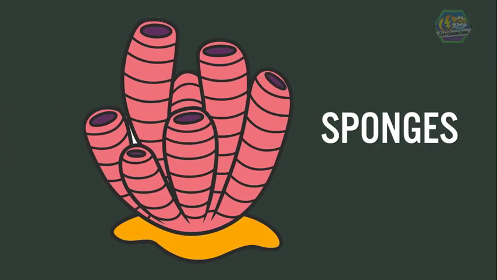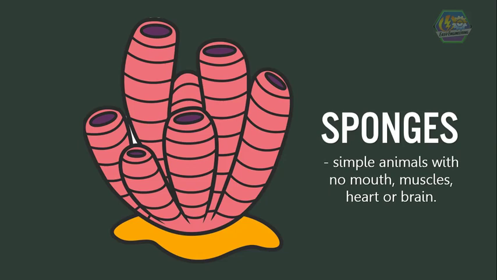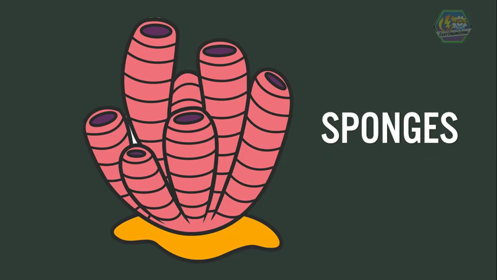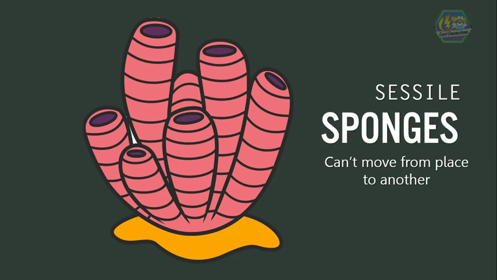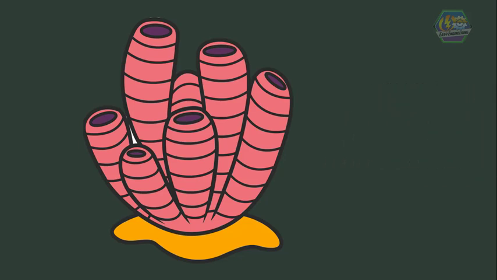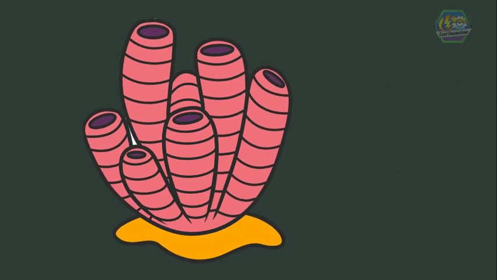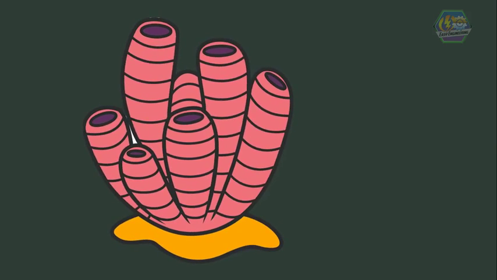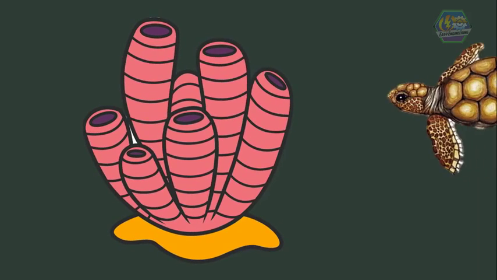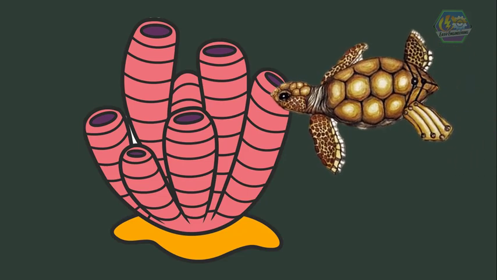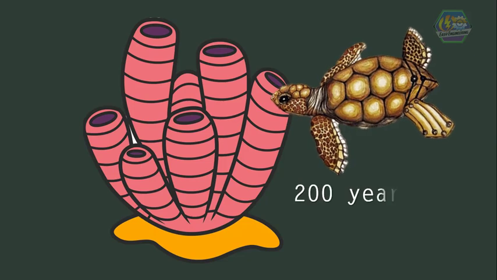Porifera or sponges are simple animals with no mouth, muscles, heart, or brain. No heart or brain? It seems unimaginable, right? They are sessile, meaning they can't move from one place to another like other animals can. A sponge is an animal that grows in one spot like most plants do. Very few animals eat sponges, so they can live for a very long time. Some types have been found to live over 200 years.